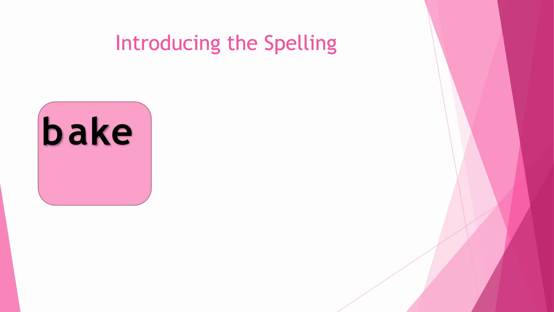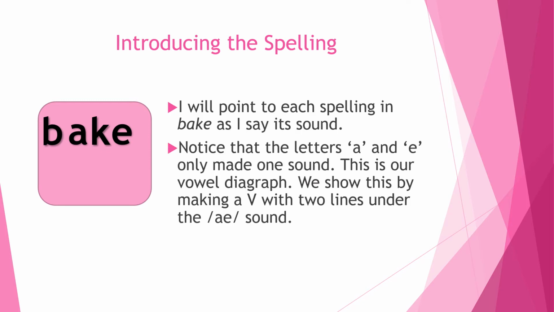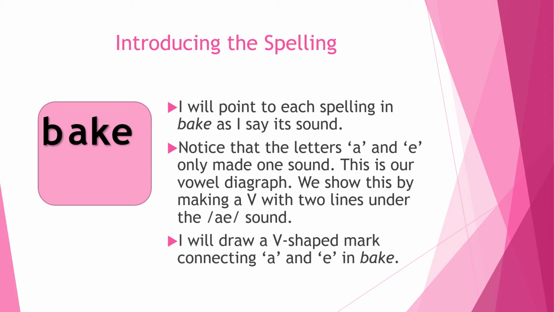Let's do another. This is the word bake. I will point to each spelling in the word bake as I say its sound. B, A, K. Notice that the letters A and E only made one sound. This is called our vowel digraph. We show this by making a V with two lines under the A sound. So now I'll draw a V-shaped mark connecting both the A and the E in bake to show that it makes one sound. Remember, two letters that make one sound is called a digraph.